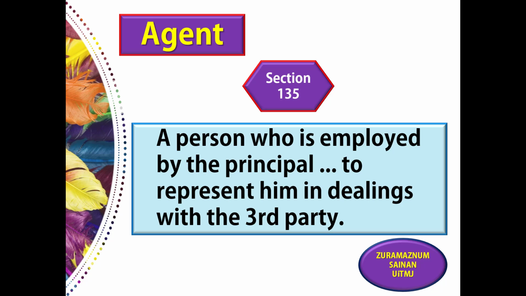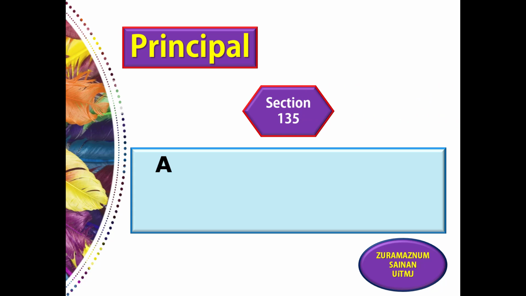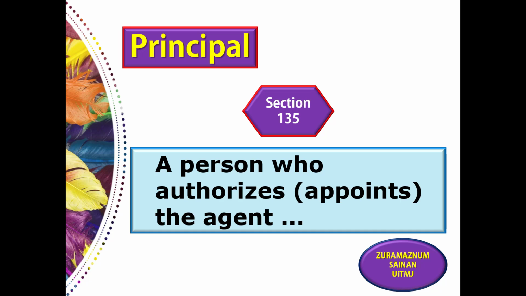Section 135 defines what is the meaning of an agent: a person who is employed, a person who is being authorized by the principal to represent him in dealings with the third party. So that is the meaning of agent. Section 135 also defines the meaning of a principal. Principal means the person who authorizes, who appoints, who employs the agent. So that is the principal.